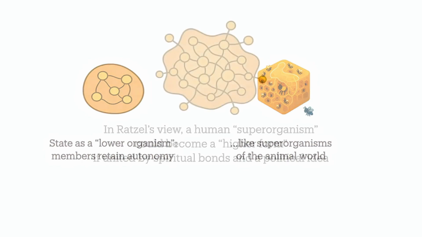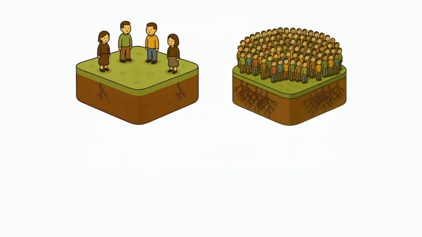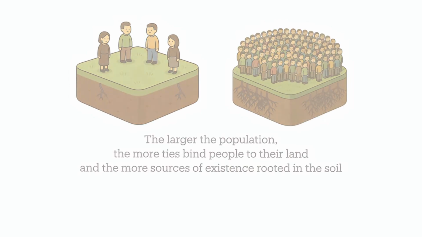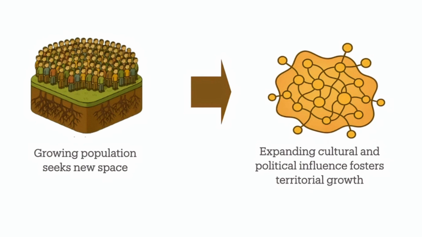He thought this organism could become a higher form when population, culture, or political ideas bind people tightly to their space. The more numerous the population, the more links it has to the land, the more its survival is rooted in that territory. A growing population, Ratzel argued, seeks new space, and expanding cultural and political influence prepares the ground for territorial expansion.